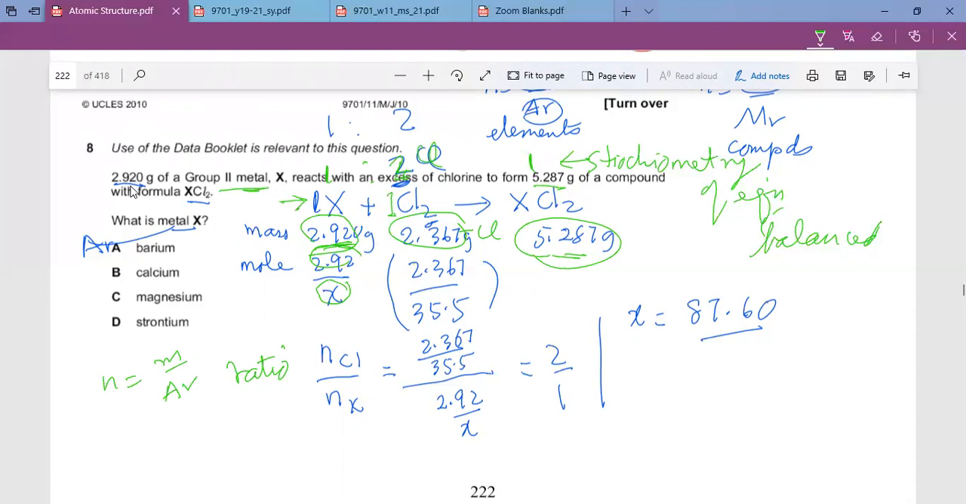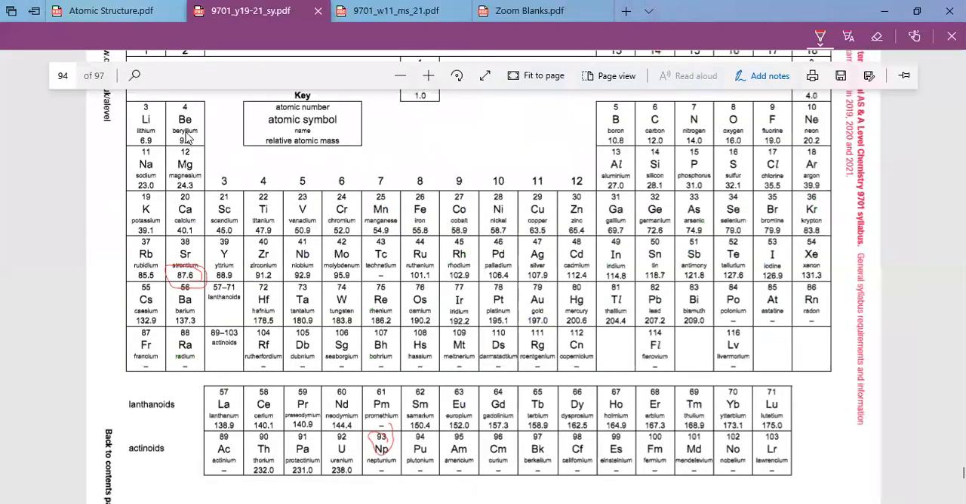So 2.367 divided by your Cl atom, 35.5. Remember, this is the number of moles. The number of moles of chlorine to number of moles of X is 2 to 1. So you can find X equal to this one here. For 87.6, what is the metal in group 2? 87, group 2. Strontium. Easy, isn't it?